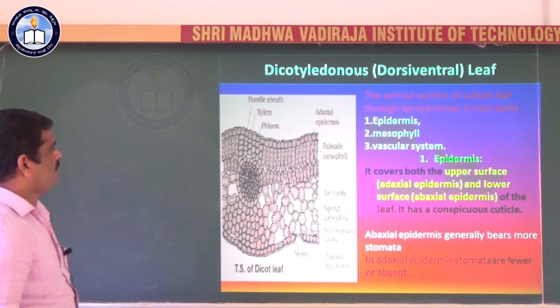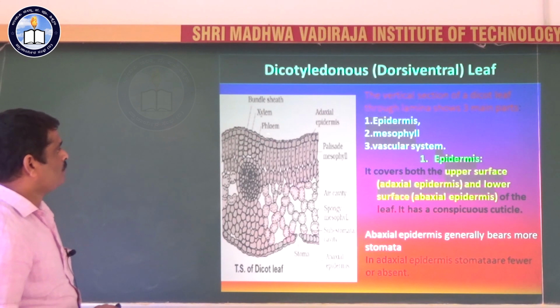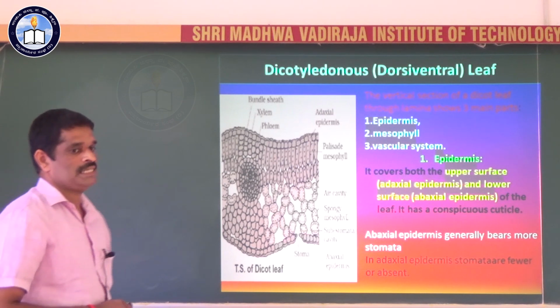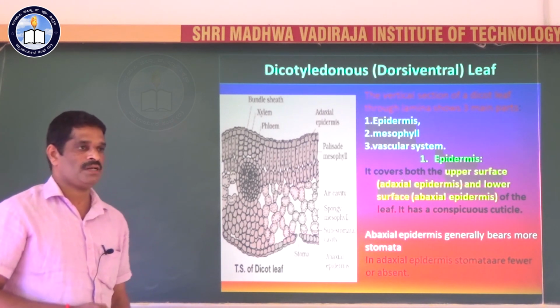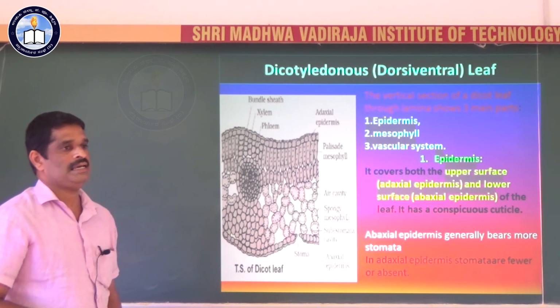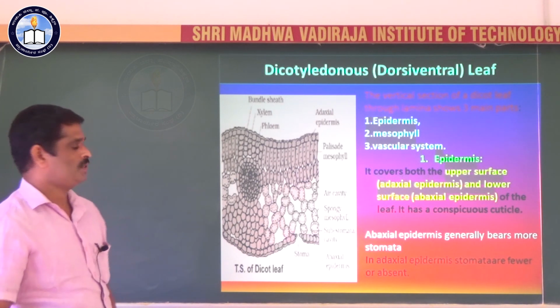Outer to the upper epidermis, a cuticle is present. The number of stomata is very few on the upper epidermis, or they may be absent, whereas the number of stomata is more on the lower epidermis. Hence the leaf is said to be hypostomatic. What is a hypostomatic leaf? If the number of stomata is more on the lower epidermis, then that leaf is said to be hypostomatic.